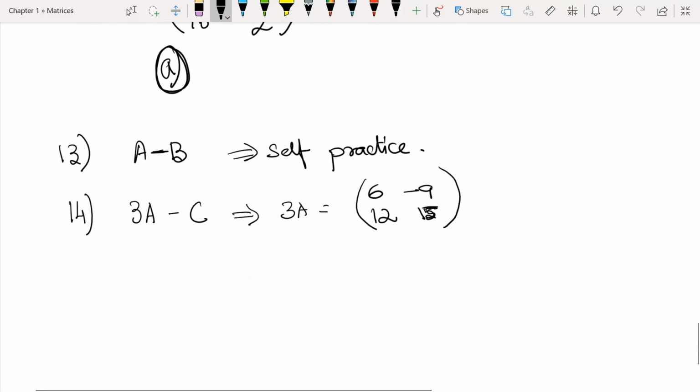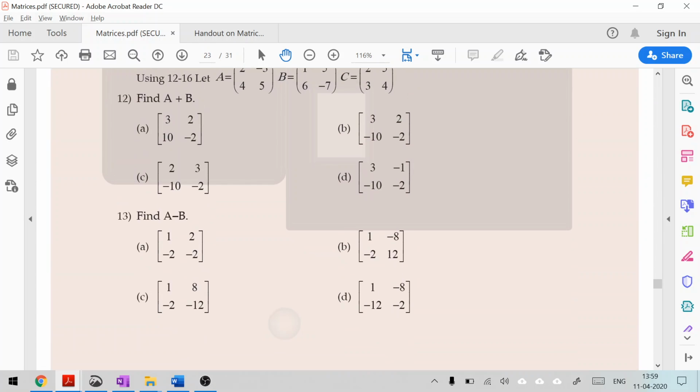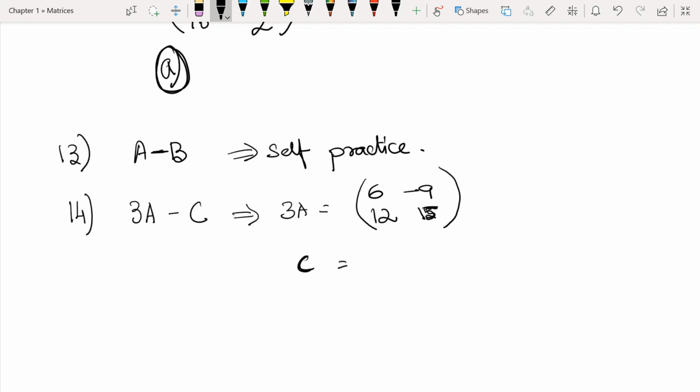Okay. And what is my C? C is in the question. I have to take it down from the question. C is here: 2, 5, 3, 4.